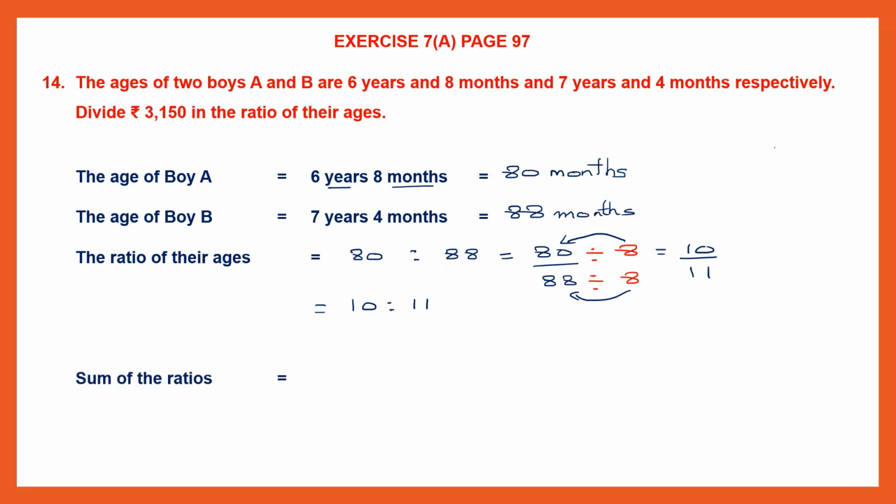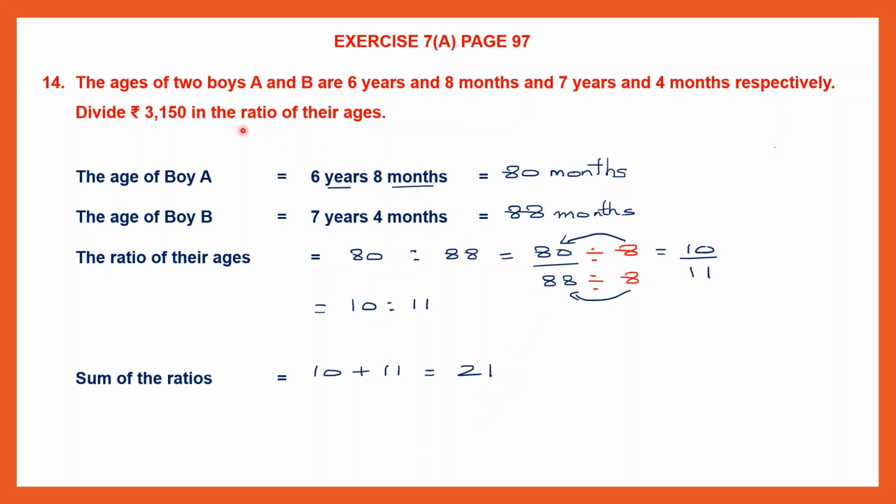Now we have to find the sum of the ratios. Now when do we find the sum of the ratios? Whenever we have to divide a certain amount into a particular ratio, remember to find the sum of the ratios. So now let's add up this 10 plus 11. Sum of the ratios means adding up the two ratios. 10 plus 11 is 21. So now we have the sum of the ratios.